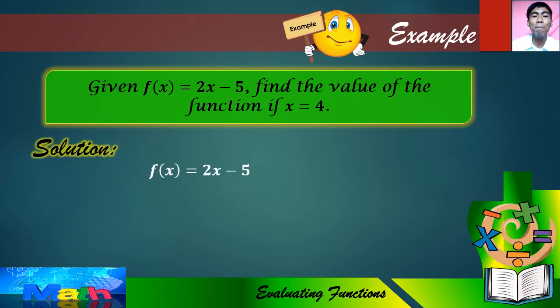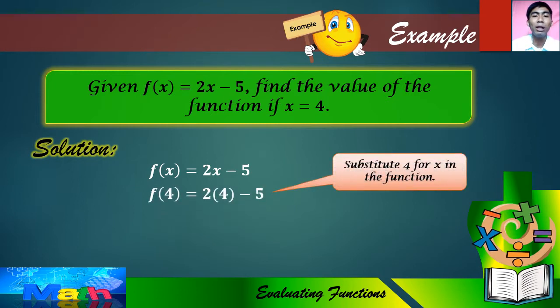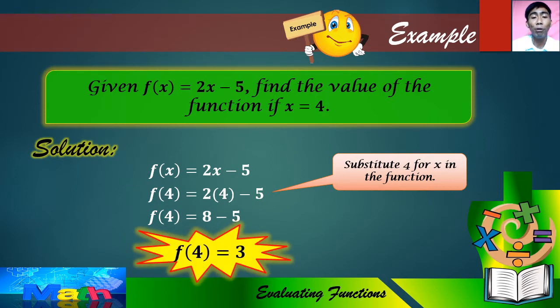First step is to copy the given function f of x equals 2x minus 5. Second is to substitute the value of x, which is 4, to the given function. We have f of 4 equals 2 times 4 minus 5. f of 4 now is equal to 8 minus 5. And f of 4 is equal to 3. It's very simple, right?